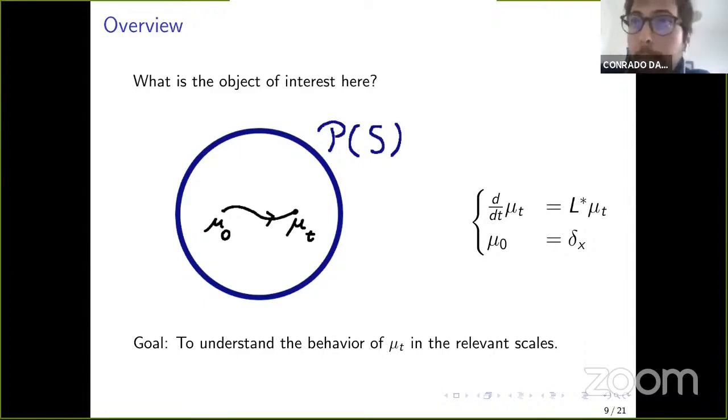Our goal in the end is to understand the behavior of these processes in all relevant scales. So maybe we're not interested in the long-term behavior. In the long term, well, maybe we're not there anymore to check. We are interested in what happens in a certain time horizon. And that's the challenge of the description of these processes: to give a reasonable picture of convergence, or a good description of what happens at all relevant scales.